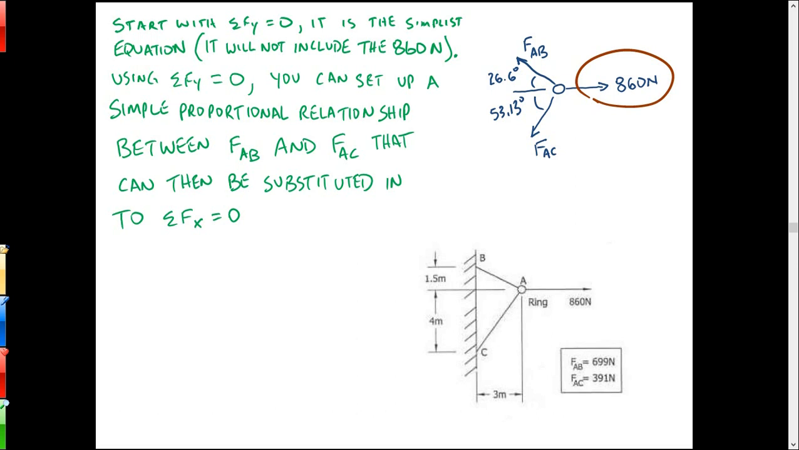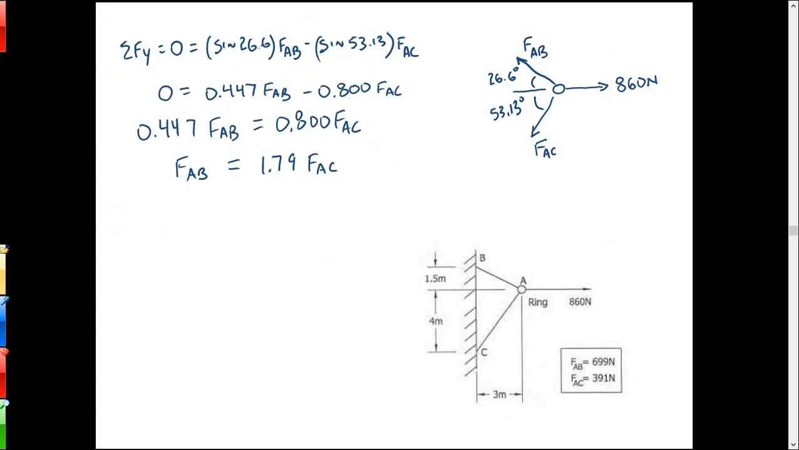Okay, so we're going to go sum of Fy first because we've got two equations to choose from, right? Sum of Fx is 0 because this is 2D equilibrium, and sum of Fy is 0. That's our two choices, so we've got to figure out which one to use. Start with the simpler one first, which is sum of Fy is 0. And then it's just a little trigonometry exercise. For the y components we're using the sine function, the one opposite the angle. So that's FAB y up and FAC y down.